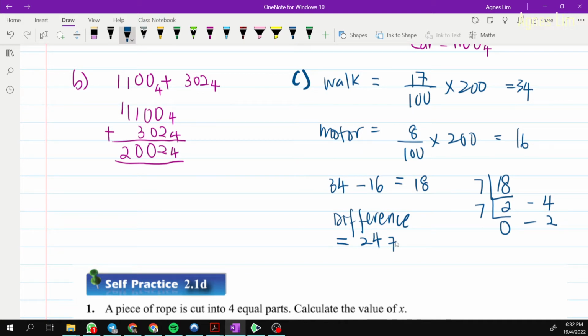Alright, so you can do the other one also. 34 you convert to base 7, and then 16 you convert to base 7, and then you minus. But since we are more familiar with base 10, you can directly use calculator. 34 minus 16, you get 18. And then you convert the answer 18 to base 7, which is better for you.